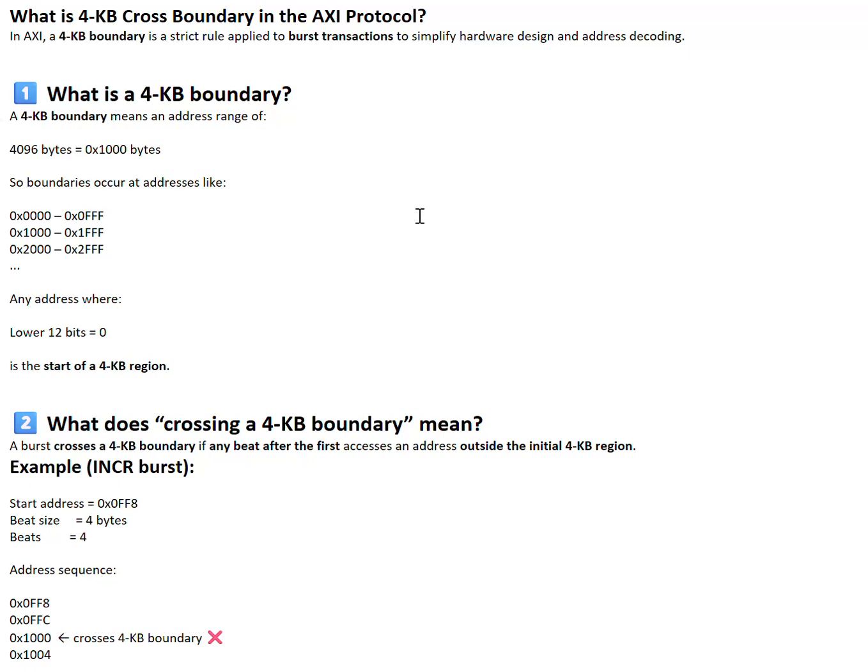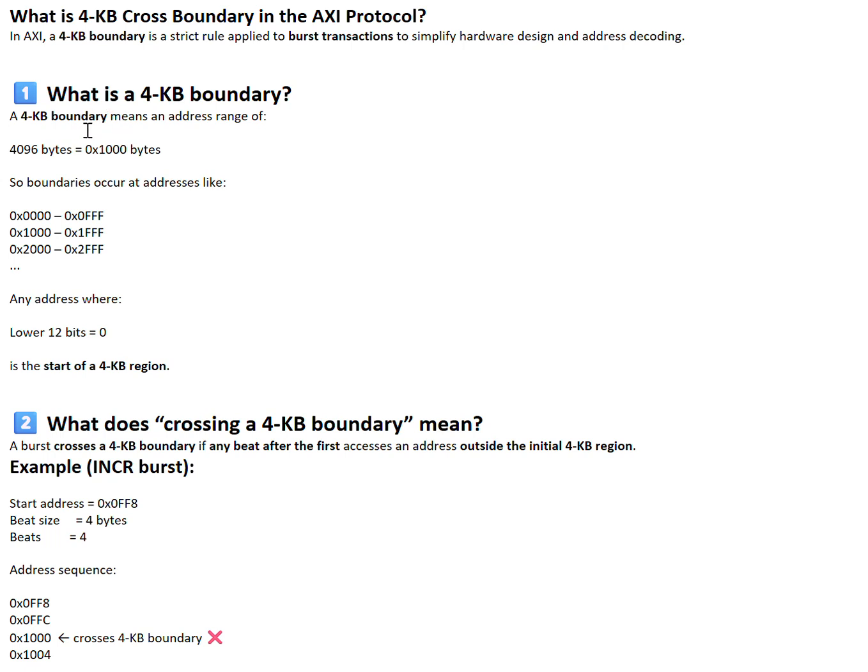Hi all. In this video we'll be seeing what the 4KB boundary is and why we have this in the AXI protocol. The 4KB boundary is a strict rule applied to burst transactions to simplify the hardware design and address decoding. First, let us try to understand what this 4KB actually means.